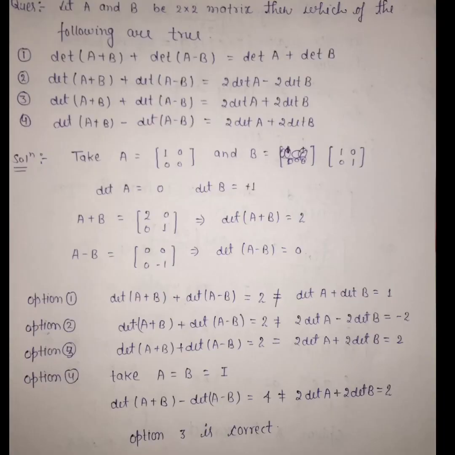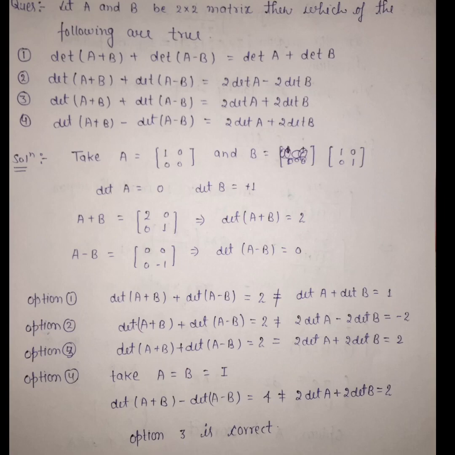Question number 5. Let A and B be 2 cross 2 matrices, then which of the following are true? Determinant of A plus B plus determinant of A minus B is equal to determinant of A plus determinant of B. Determinant of A plus B plus determinant of A minus B is equal to 2 determinant of A minus 2 determinant of B. Determinant of A plus B plus determinant of A minus B is equal to 2 determinant of A plus 2 determinant of B. Determinant of A plus B minus determinant of A minus B is equal to 2 times determinant of A plus 2 times determinant of B.